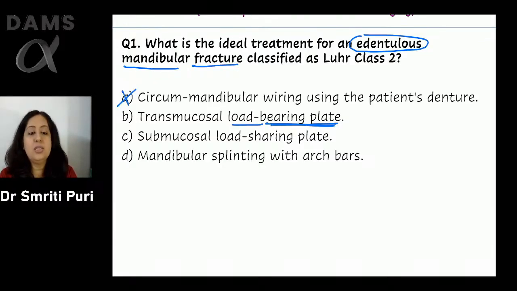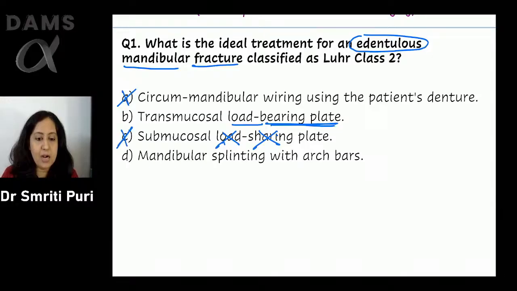Option C, submucosal load sharing plate. Now, a load sharing plate has no role to play in an atrophic mandible. And submucosal means you are reflecting the mucoperiosteal flap from the bone. As it is, the bone is atrophic and vascularity with age gets compromised. If you raise a mucoperiosteal flap, you are further insulting the periosteum, stripping it from the bone. So it is going to be problematic for the patient. So a submucosal load sharing plate you definitely do not use in an atrophic mandible.